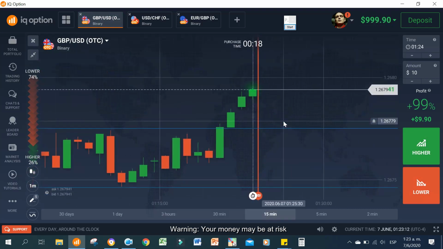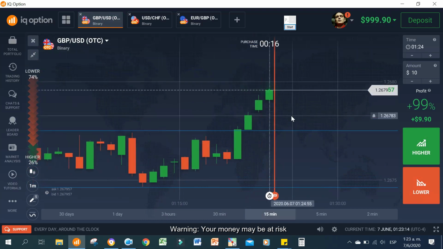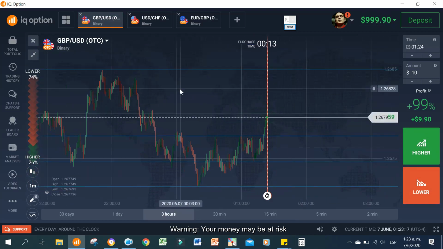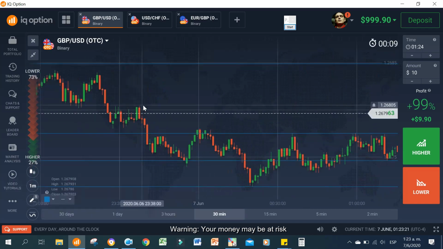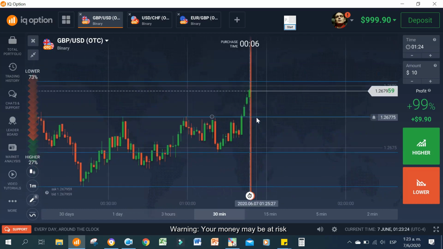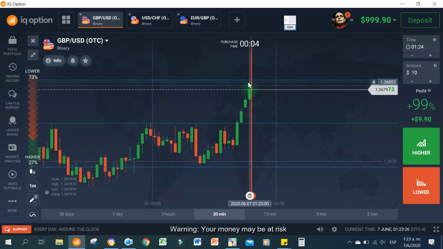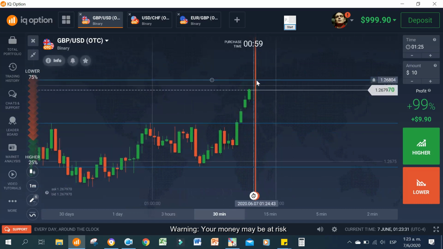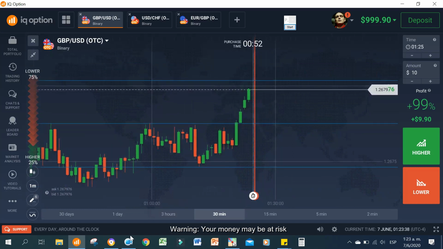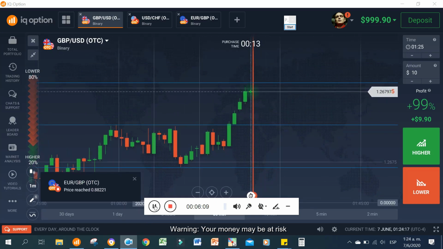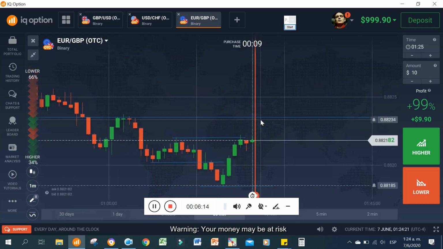Okay guys, so let's do it. Let me check. We have other resistance levels here, so if the price keeps going up, we can wait until the price touches this level to make another entry. Okay, let's just wait. Okay guys, it's almost there. Let me see this alert here.